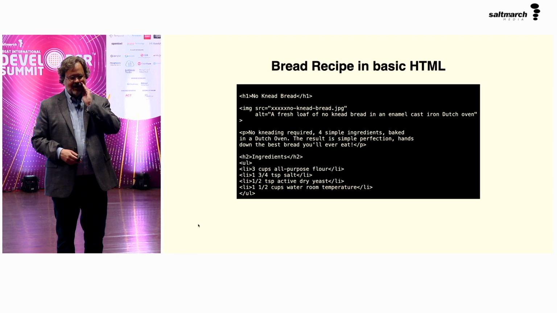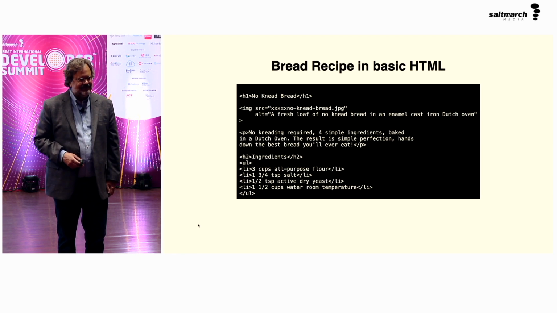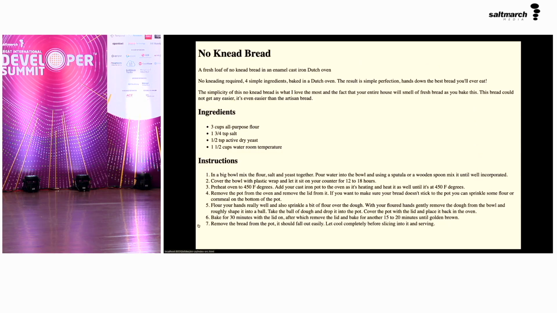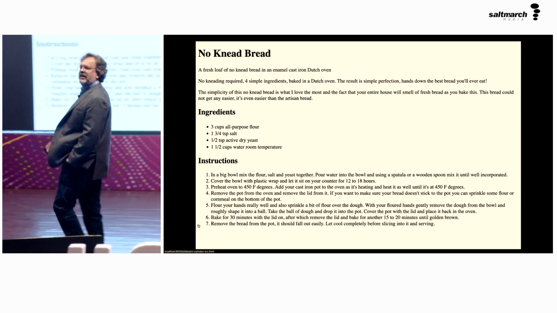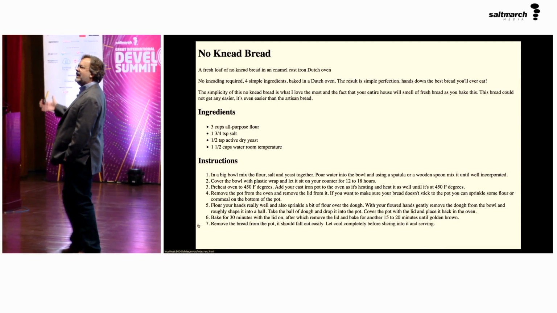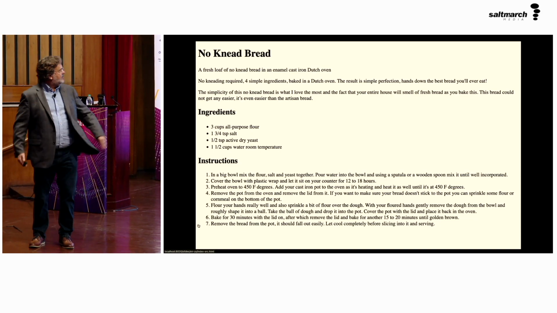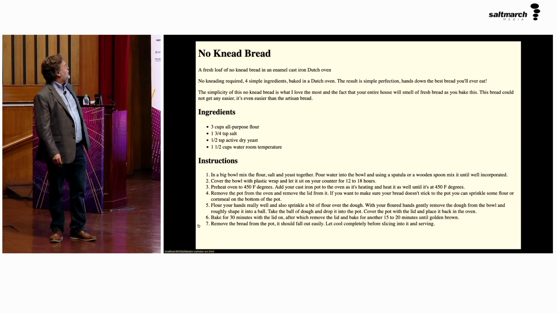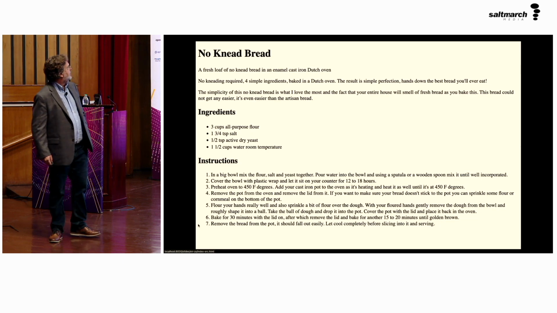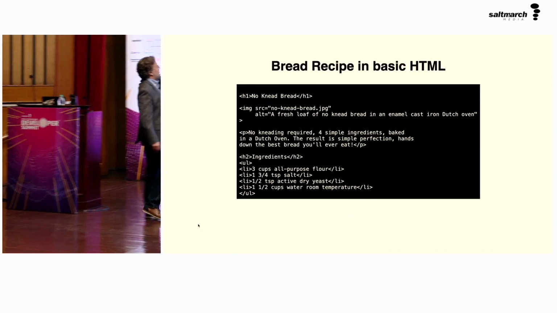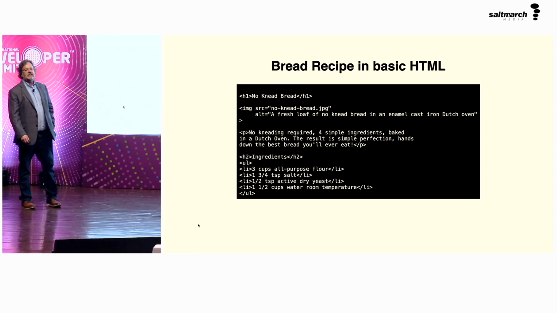Do you know when you see the little broken window pane? When you don't have alt text. Because if you do have alt text, that's what appears in its place. It is literally alternative text. If the image cannot be displayed for whatever reason, then this text appears: a fresh loaf of no-need bread in an enamel cast iron Dutch oven.